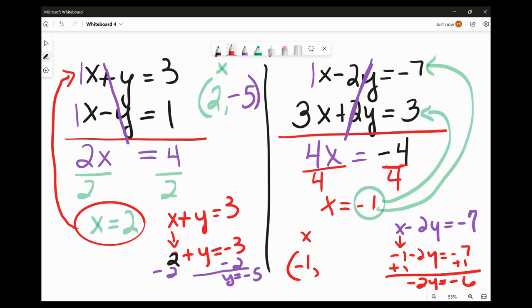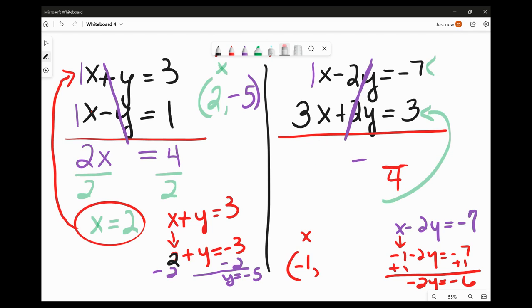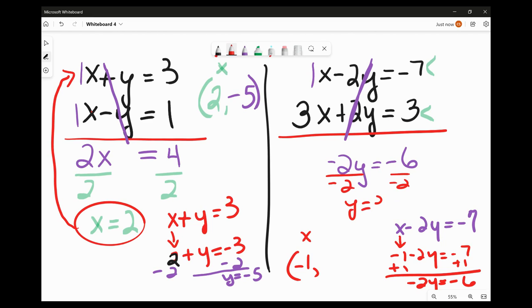Sorry, we're cutting short on the room here. So I'm going to just erase a little bit of what's up here, just a little bit so I can have some room. So I'm going to write this again. -2y equals -6. And then to solve that, I'm going to divide everything by -2. And I get y equals 3. That's my y value for my solution.